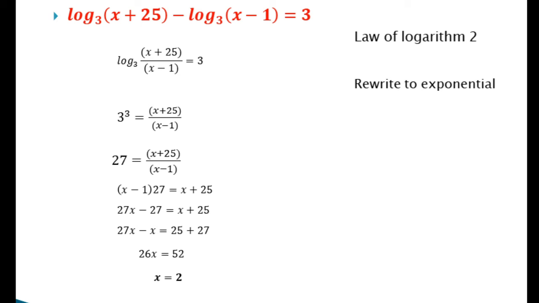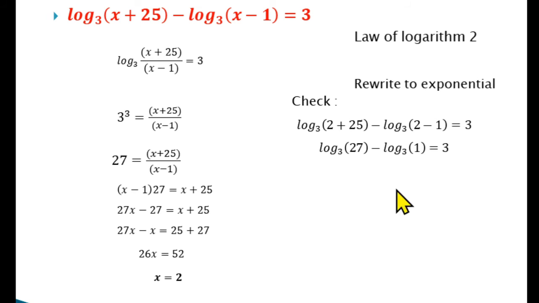Now let us check if our answer is correct. We substitute our x, which is equal to 2, into our logarithmic equation. This becomes the logarithm of the quantity 2 plus 25 base 3 minus the logarithm of 2 minus 1 base 3 equals 3. Performing the operation, 2 plus 25 is equal to 27 and 2 minus 1 is equal to 1. So we get the logarithm of 27 base 3 minus the logarithm of 1 base 3 equals 3.